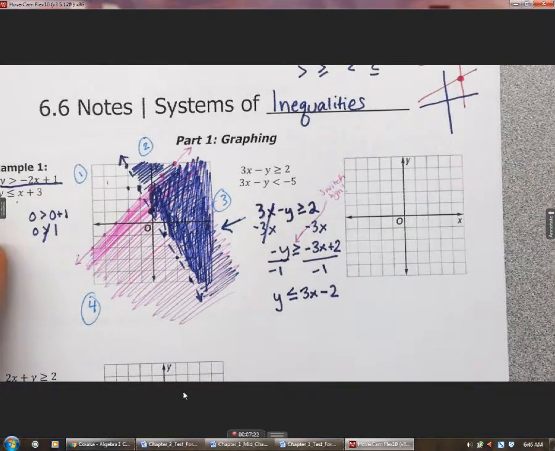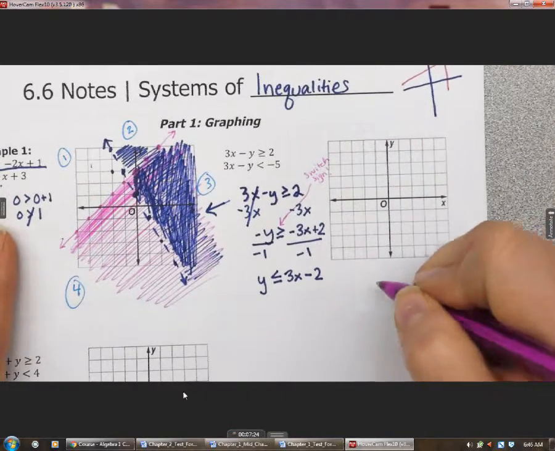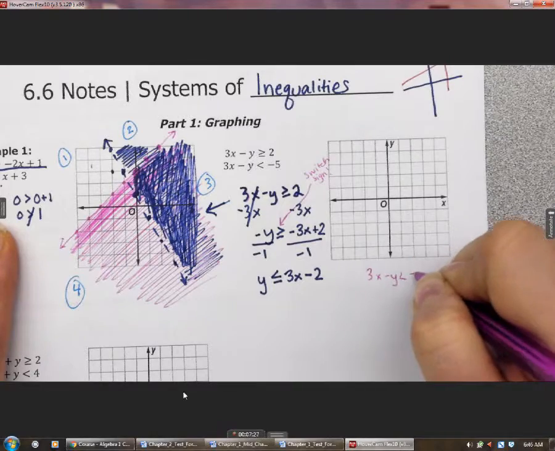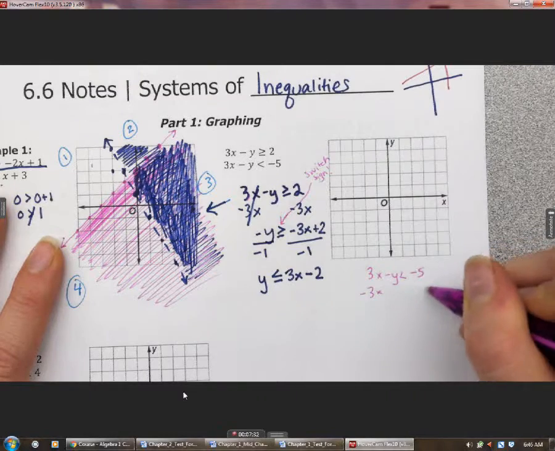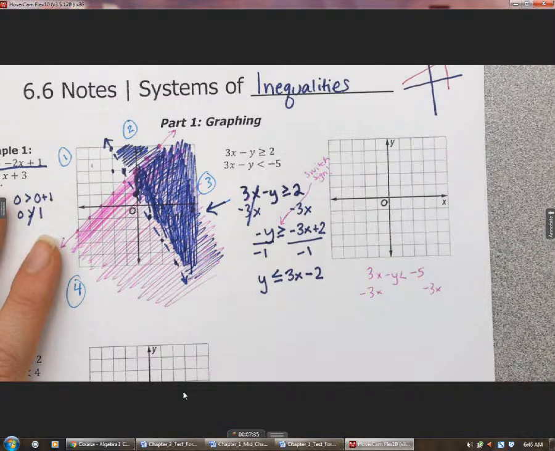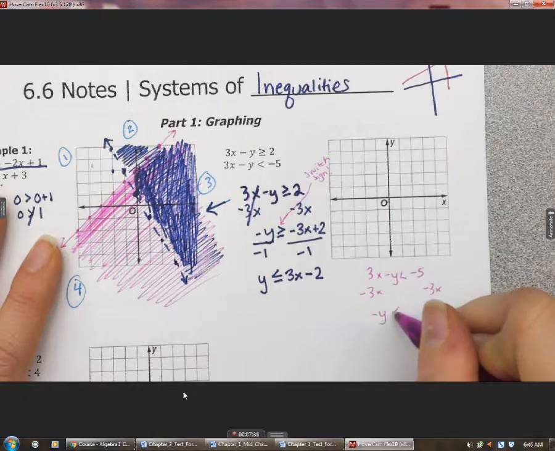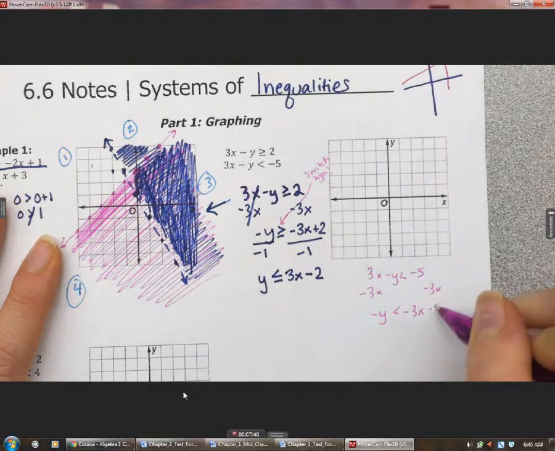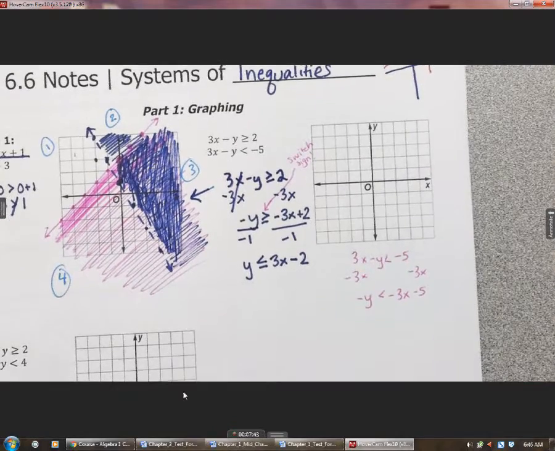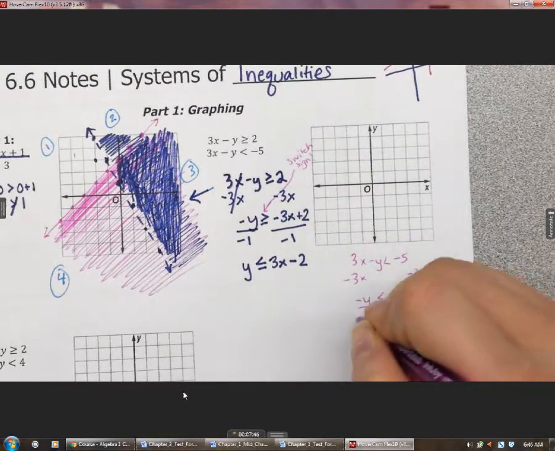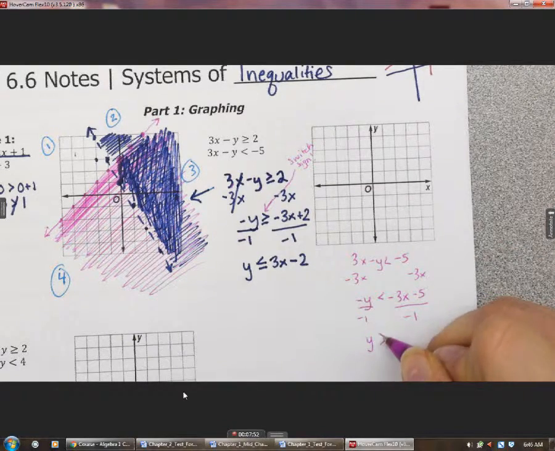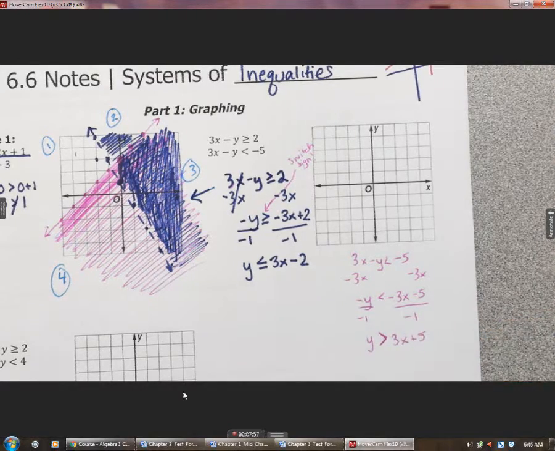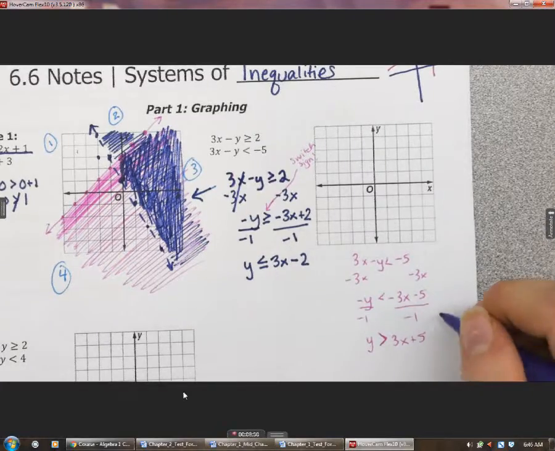My second one, I'll do this one in pink. I'll write it off to the side here so we can solve them both. 3x minus y is less than negative 5. I should subtract 3x. So negative y is less than negative 3x minus 5. Divide by negative 1. Switch the sign again. You made it a greater than. This will be 3x plus 5 when you divide by the negative 1. So I switched the sign.